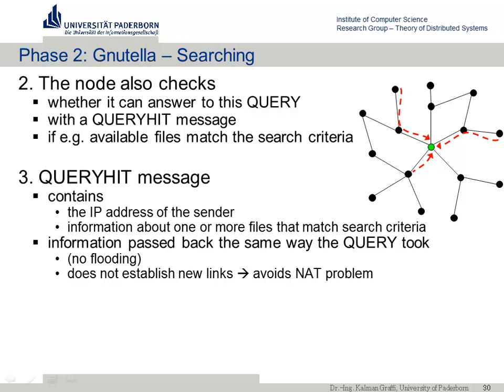Gnutella wanted to avoid contacting that kind of nodes, so Gnutella reused the links that are already established, because those you can reuse safely. If the nodes already have a TCP connection, then they can transfer everything between each other. That's not blocked. So that was the query hit, using the way back that the query took.